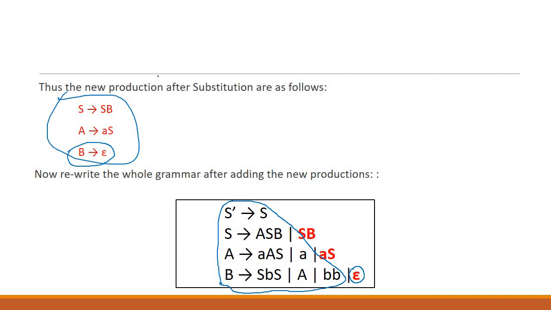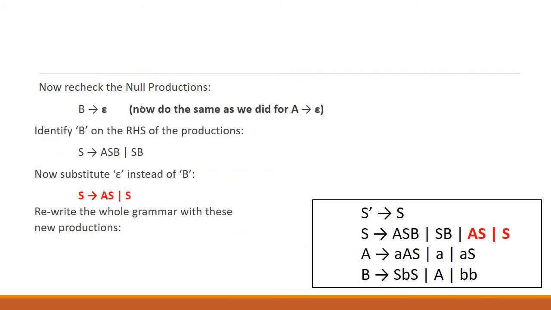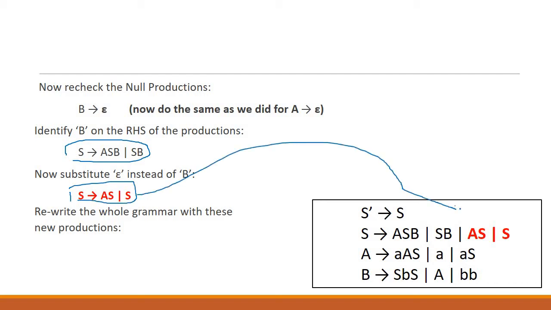Now recheck the null production. Here B is producing epsilon, so we need to do the same as we have done for A. We need to identify B on the right-hand side of all the productions, and here is the set of productions which keeps B on the right-hand side. So just substitute epsilon instead of B. Here is a new set of productions, and we just need to add these productions with the S entry, and here we removed epsilon.